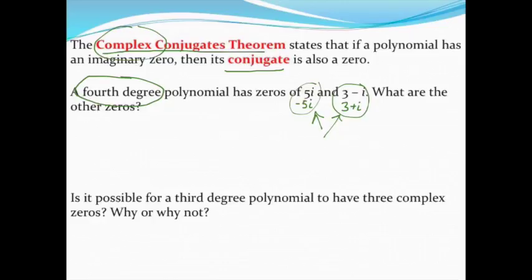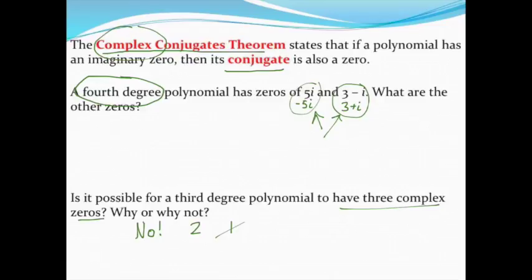This can also lead us to some kind of interesting questions, like this one down here. Is it possible for a third degree polynomial to have 3 complex zeros? Why or why not? Well, as we just discussed, it's not going to be possible because you can't have just a single complex solution. So we could get 2 of them, 2 could be imaginary, but that leftover one wouldn't be able to be imaginary because it doesn't come with a pair, so it's not possible.